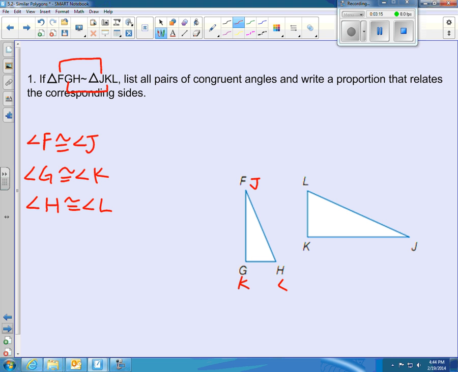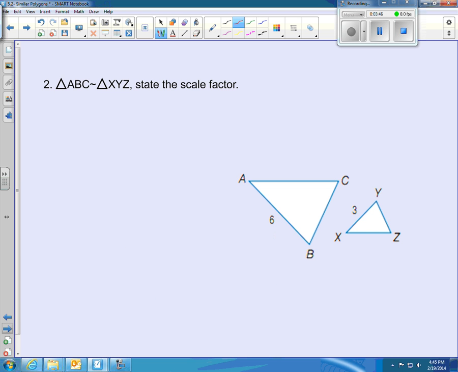Now we're going to talk about proportional sides. So F to H, and the really important part here is if I'm going from F to H, I need to continue to go from J to L. So the sides need to be in the same order. Okay, H to G and L to K, and then G to F and K to J. So they're setting up our congruent angles and our proportion that relates our corresponding sides. All right, again, we see that these two triangles are similar based on the similarity statement, which is listed there.